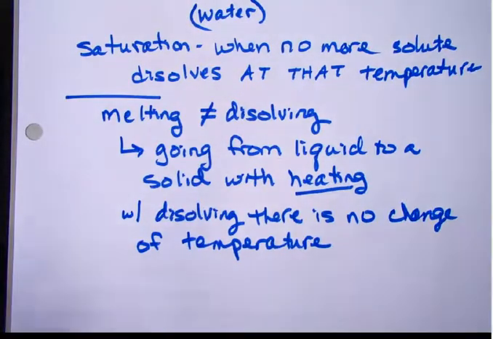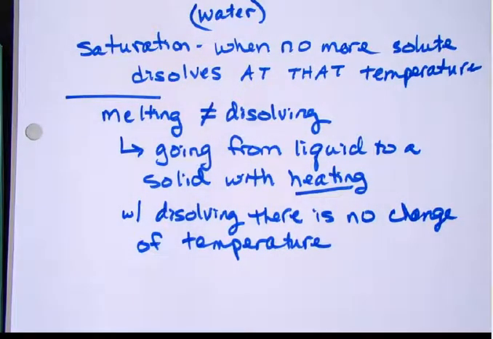If you want to dissolve sugar, you put it in some water. If you want to melt sugar, you put it in a pan over low heat and you heat it until it melts. And soon after that, it's going to start to turn brown and caramelize.